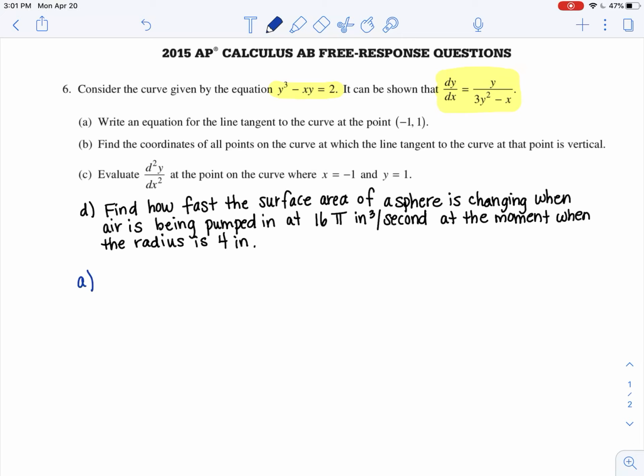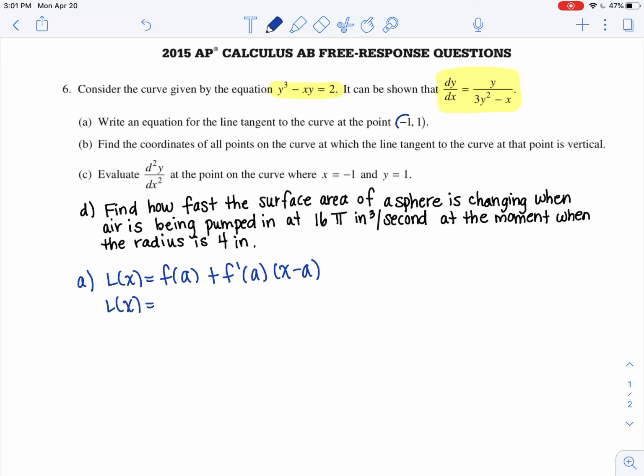So when I'm writing the equation of a line tangent, this is still going to follow the same model as we did before. L of x equals f of a plus f prime of a times x minus a. The most complicated part of this is that f prime of a isn't going to be a function that's based on one single function value. It's actually going to be based on an x and a y coordinate.